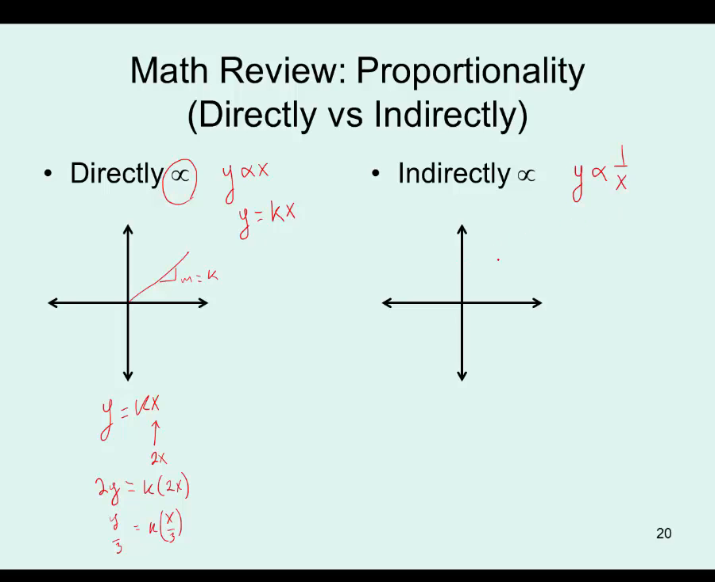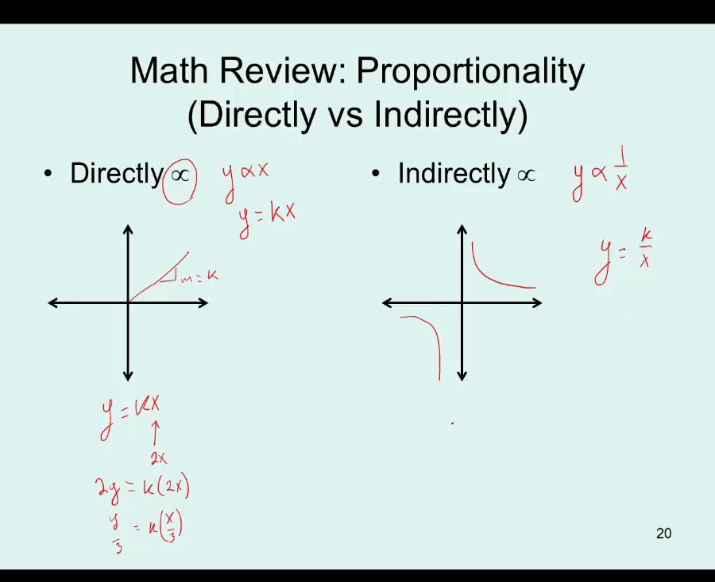Indirectly proportional works a bit differently. First of all, this function is a hyperbola, and it looks something like this in quadrants 1 and 3. If we were to use this as an equality, we'd have y equals k over x, where k would change the shape a bit, in or out towards the origin, depending on the value of k.